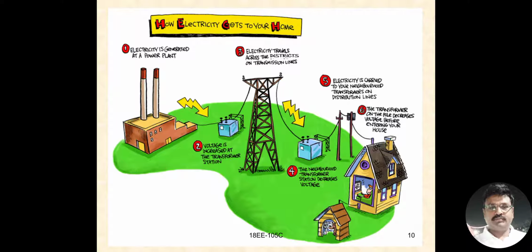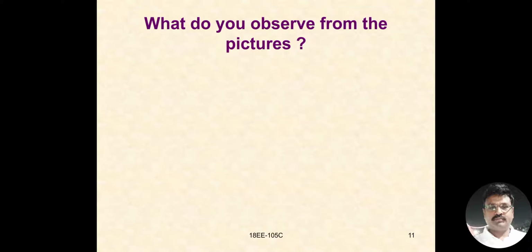And six is the transformer on the other end, which decreases voltage before entering your house. These may be the distribution transformers which we may see at the street ends. These transformers we can see in our streets. These transformers will decrease the voltage before supplying the electricity to our houses.